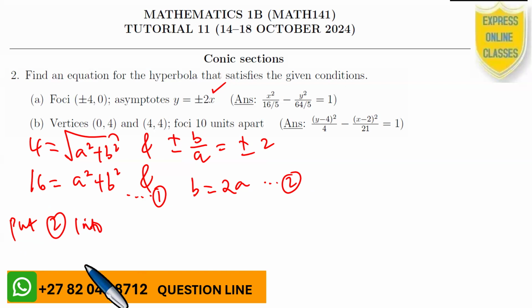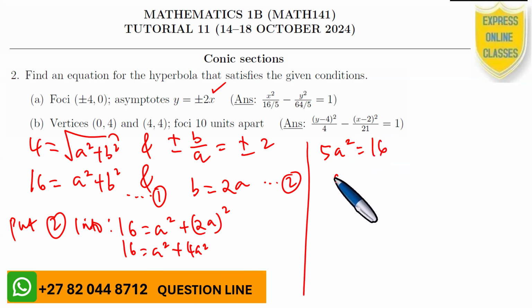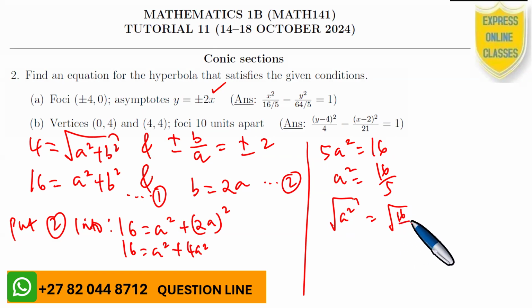Put 2 into 1. These are simultaneous equations. The B is 2A, which gives 5A squared equals 16. A squared is 16 over 5. You take the square root, which means A is 4 over the square root of 5.